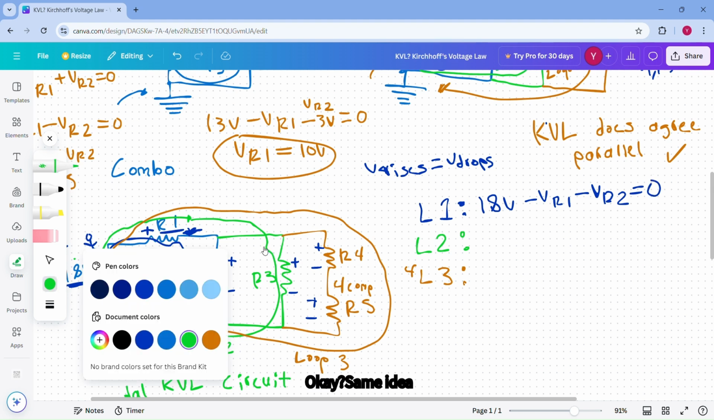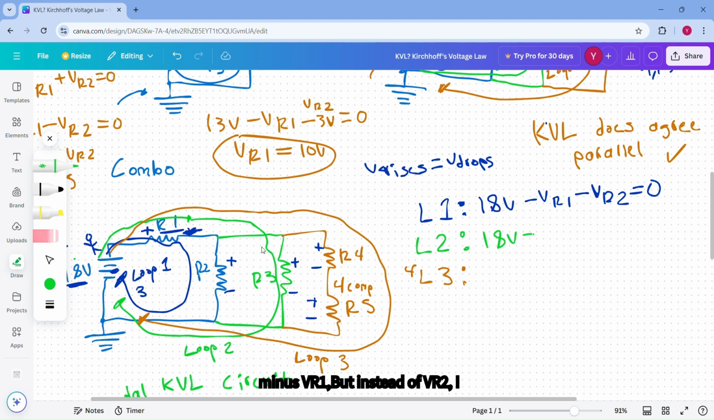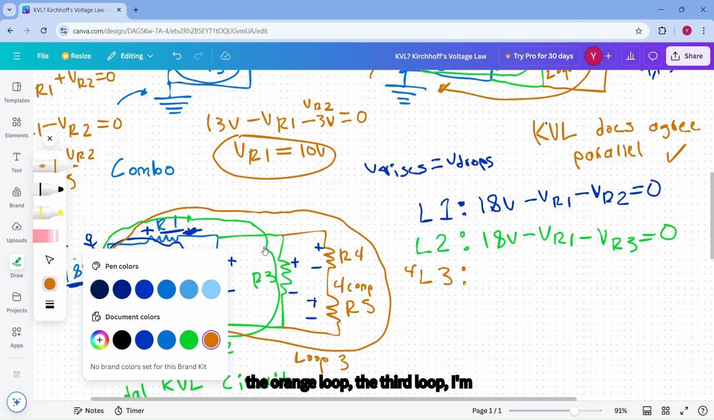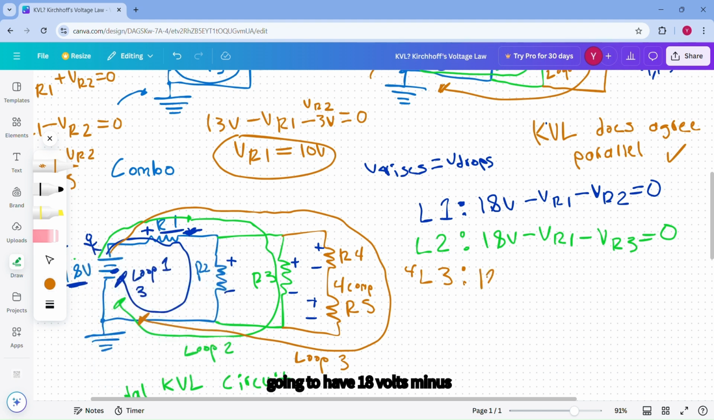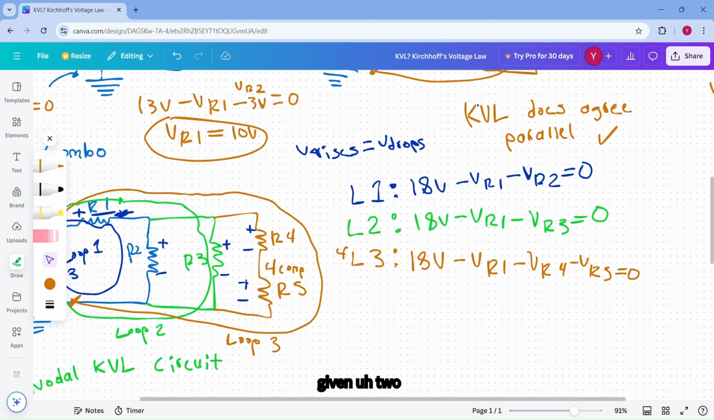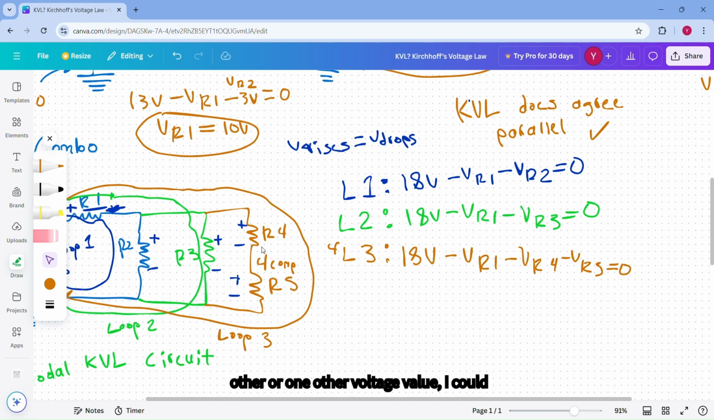Okay? Same idea for loop 2. 18 volts minus VR1, but instead of VR2, I have minus VR3 equals 0. And then for the orange loop, the third loop, I'm going to have 18 volts minus VR1 minus VR4 minus VR5 equals 0.